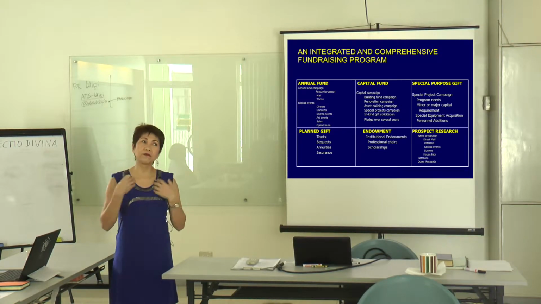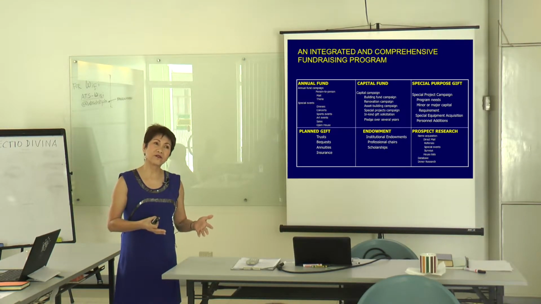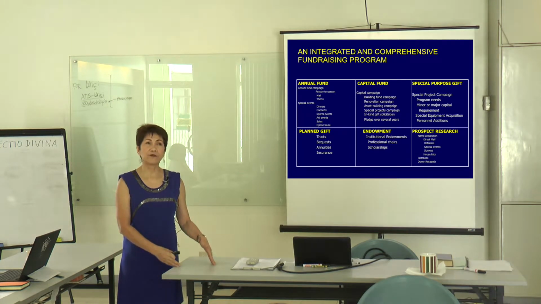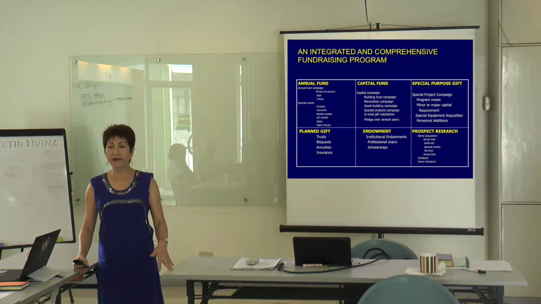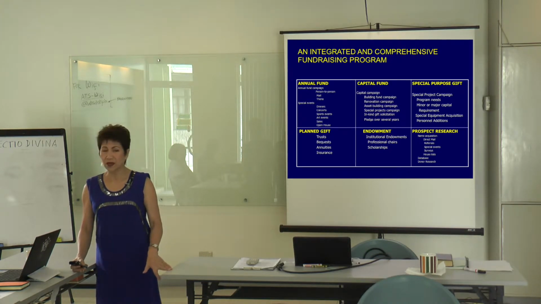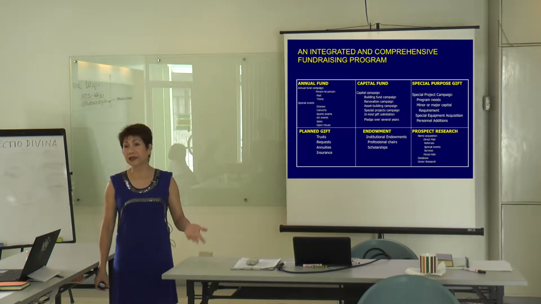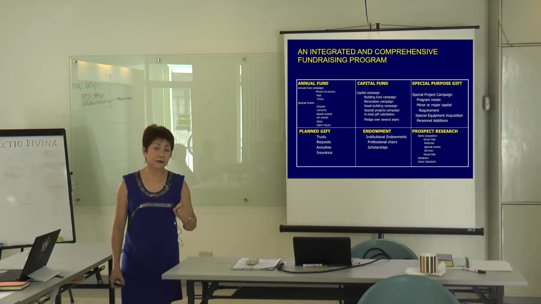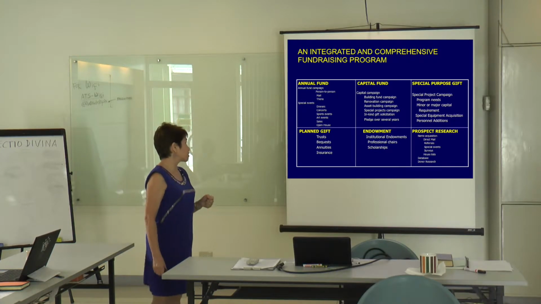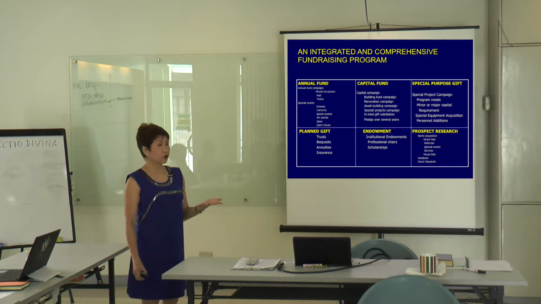So if we were able to get a professional chair for 2 million pesos, and you put it in a very conservative instrument like a time deposit, which yields less than 10% interest per annum, if it's 2 million, that's still 200,000 per annum. So it's enough to support a small salary of a professor. It can also be for scholarship.